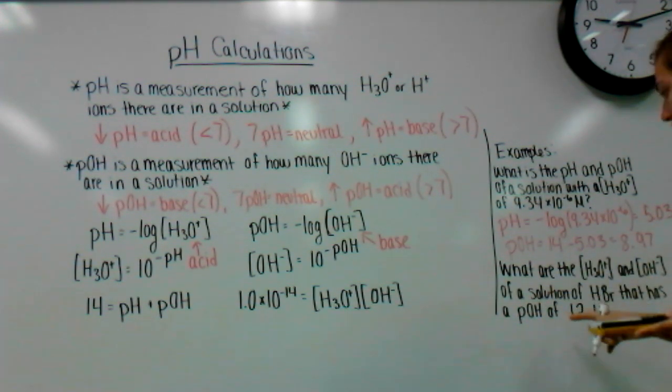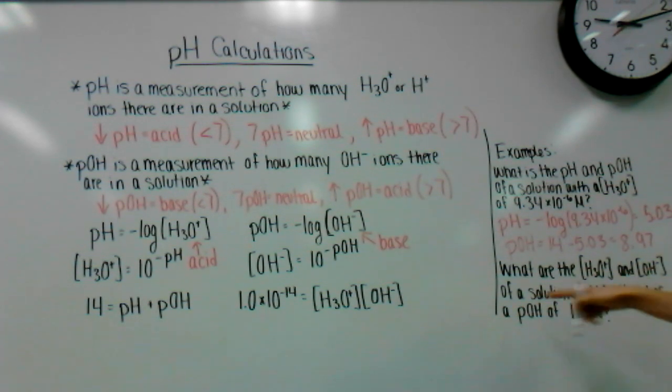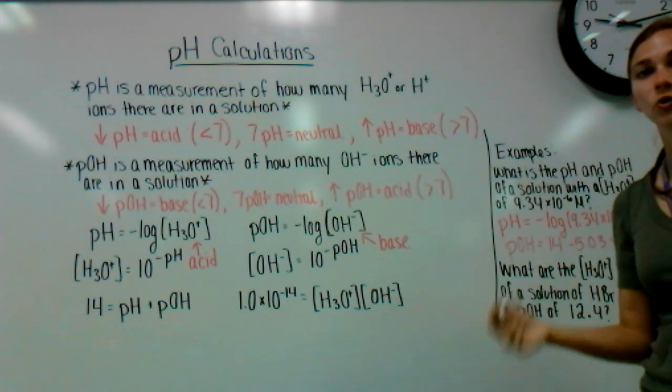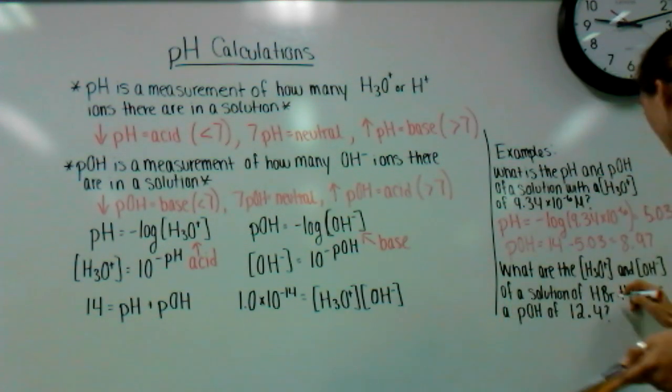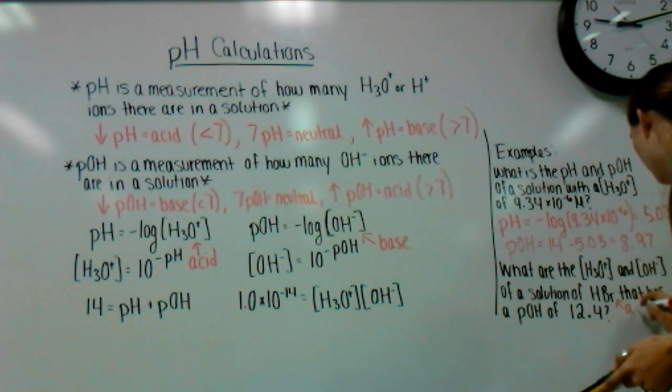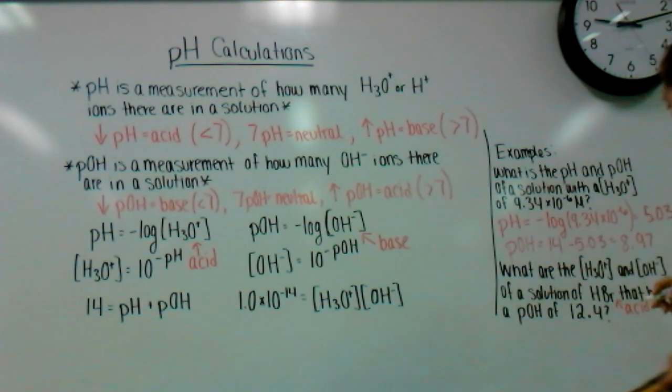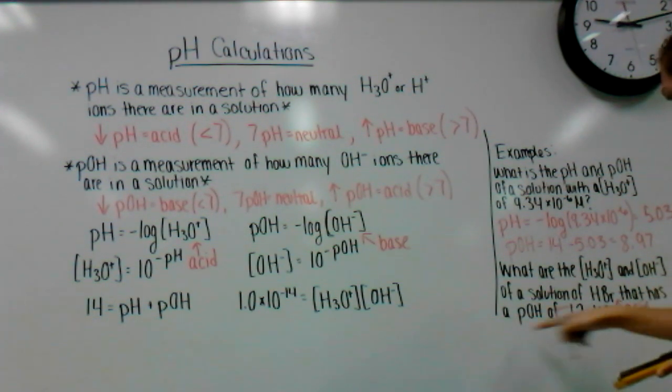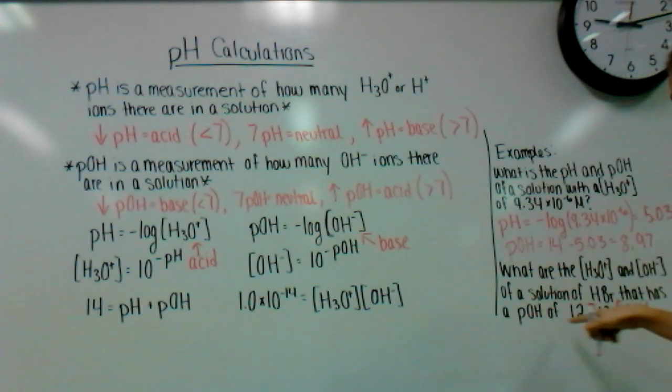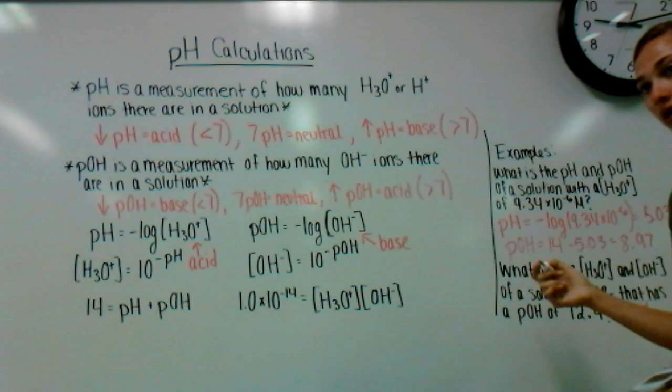Let's look at this next question. It says, what are the hydronium and hydroxide concentrations of a solution of HBr that has a pOH of 12.4? What we first have to figure out is, is HBr an acid or a base? We have a hydrogen out in front, so that tells us that this is an acid. Now it has a pOH of 12.4. If we know our pOH, we can get our pH also.